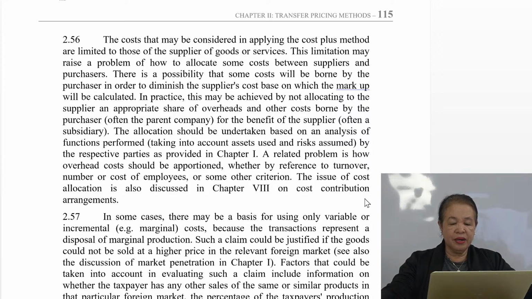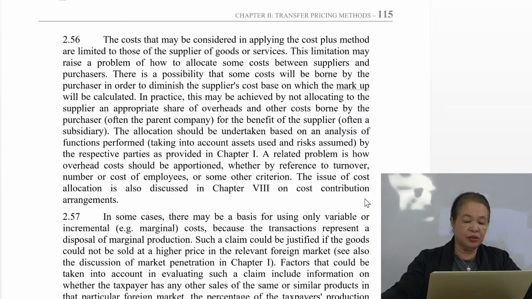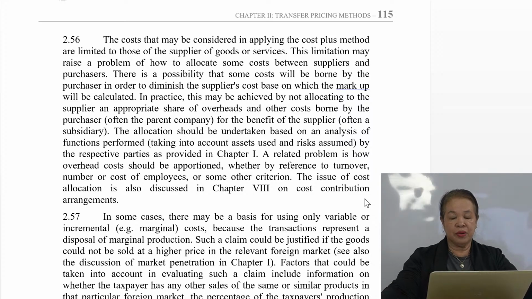So whether by reference to turnover, number of, or cost of employees, or some other criterion, no? So the issue of cost allocation is also discussed in Chapter 8 on cost contribution arrangement, no? Because in some cases, the cost under the cost-sharing arrangement should be divided among the members of the group or the participants of the project.